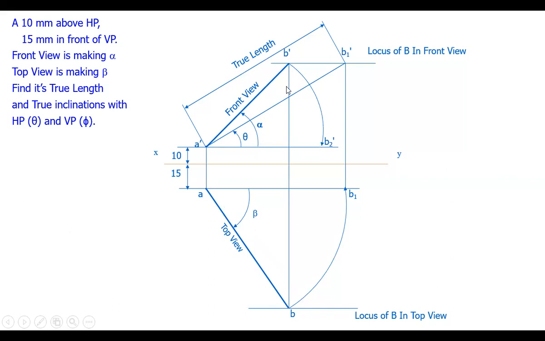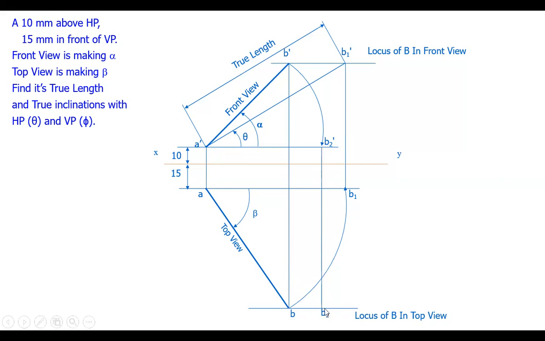Now what happens when this point B is moving downwards like this? In the top view, the point B moves towards the right side, on the locus. In the front view, the point B moves along the arc. So point B moves down, and here we get B2 dash. If we draw a projector from B2 dash onto the locus, we get the point B2 here.